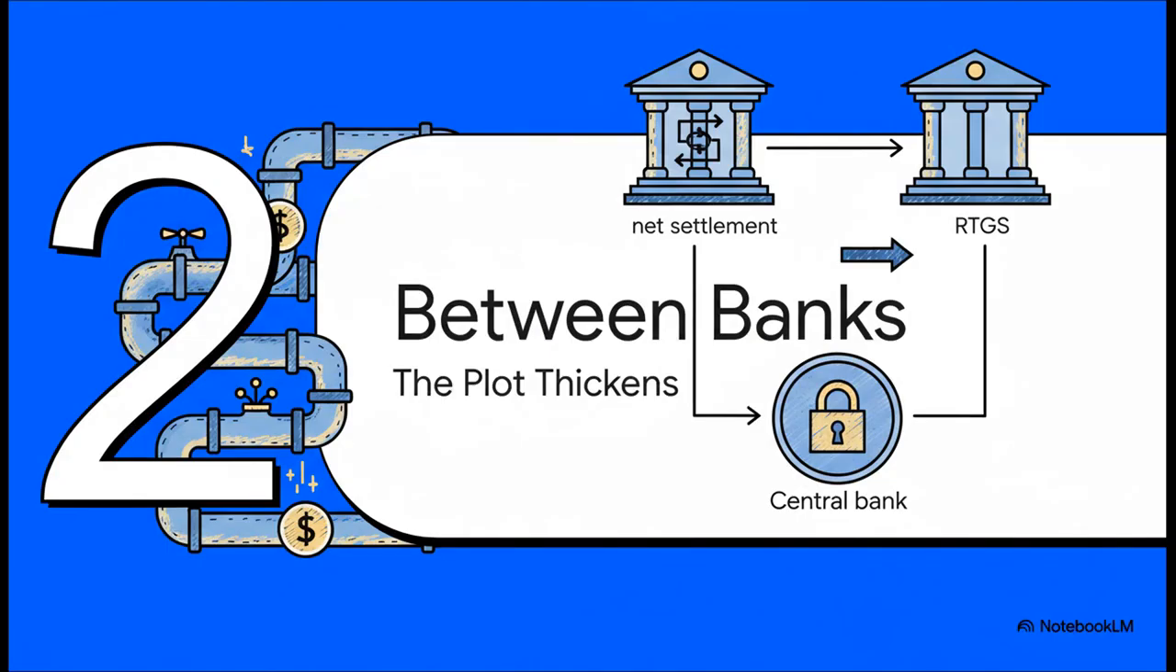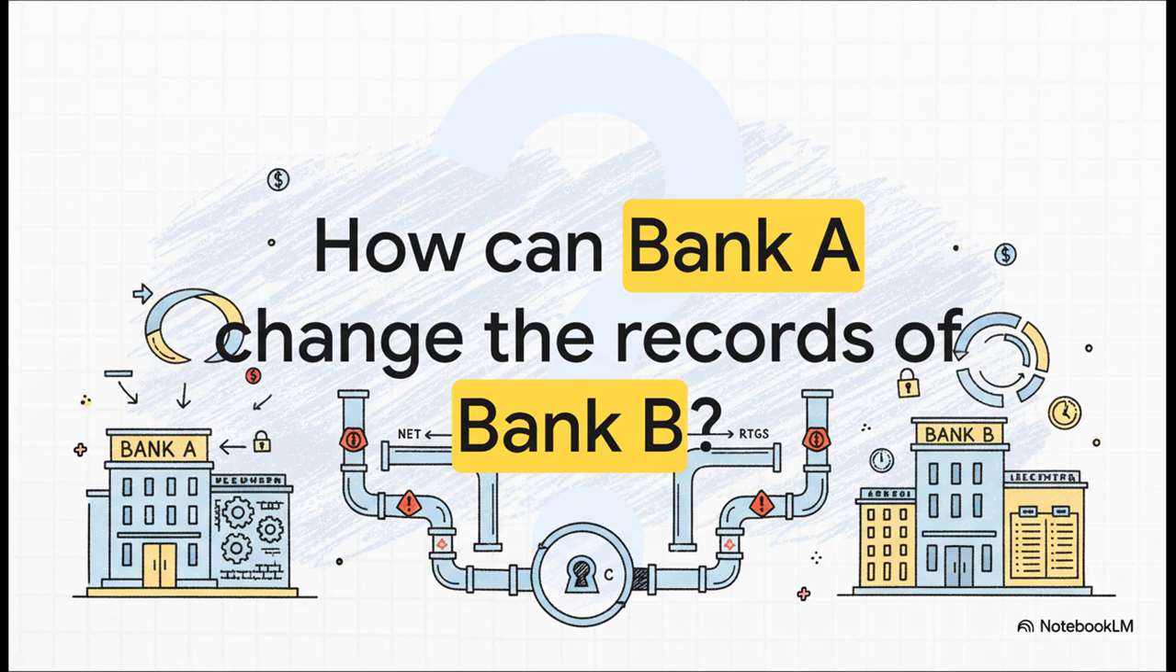But of course, in the real world, we don't all use the same bank. So what happens when Alice uses one bank and Bob uses a completely different one? Well, this is where the plot really thickens. And this brings us to the central challenge, right? How can Bank A just reach into Bank B's computers and change its records?